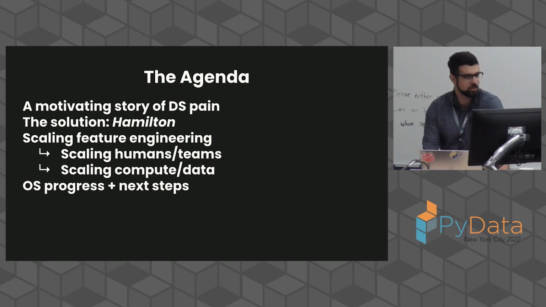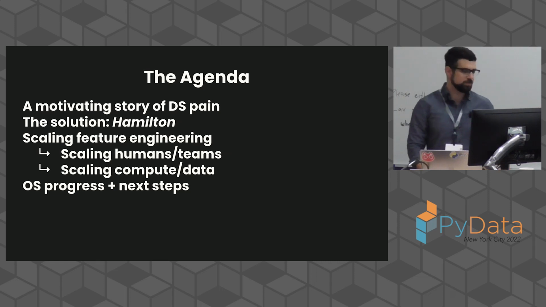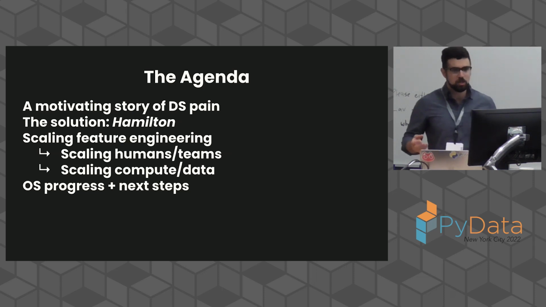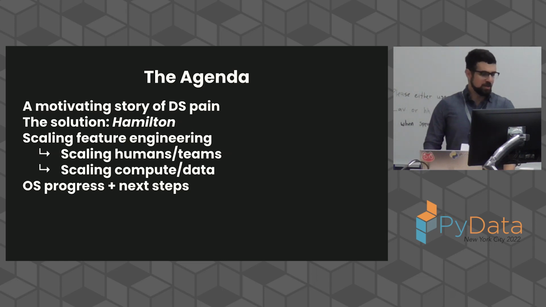All right, so on the agenda today, I'm going to start with a motivating story of data science pain. I want to talk about why we created Hamilton in the first place, and the difficulties the data science team at Stitch Fix is going through. Then I'm going to talk about Hamilton, the solution to their pain, and how we built it, what its core principles are. Next, I want to talk about scaling up feature engineering and how it can help. And by scaling, I mean two things. I'll get into this later, but it's not just scaling in the compute and data sense. I'm really interested in scaling the human and team component, making it so as the business gets more complicated, you can still maintain and manage these pipelines. Finally, I want to talk about open source progress and next steps for the pipeline.